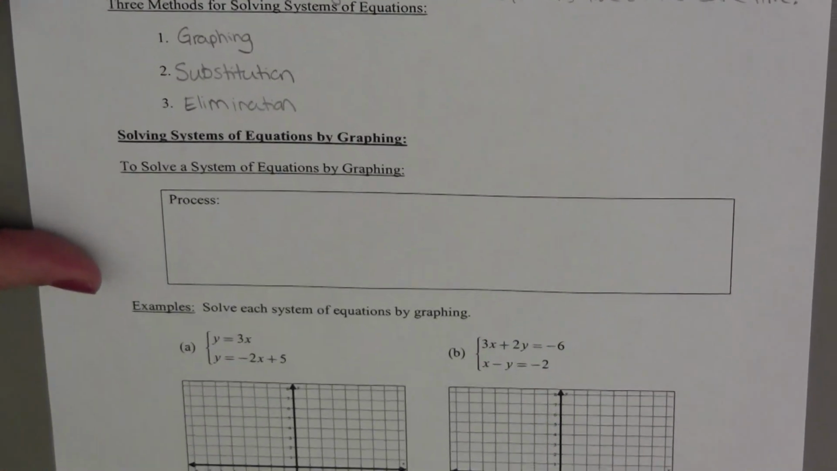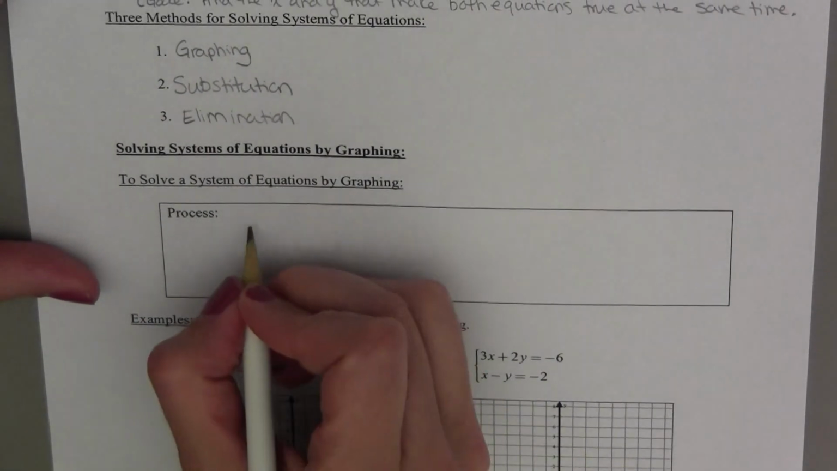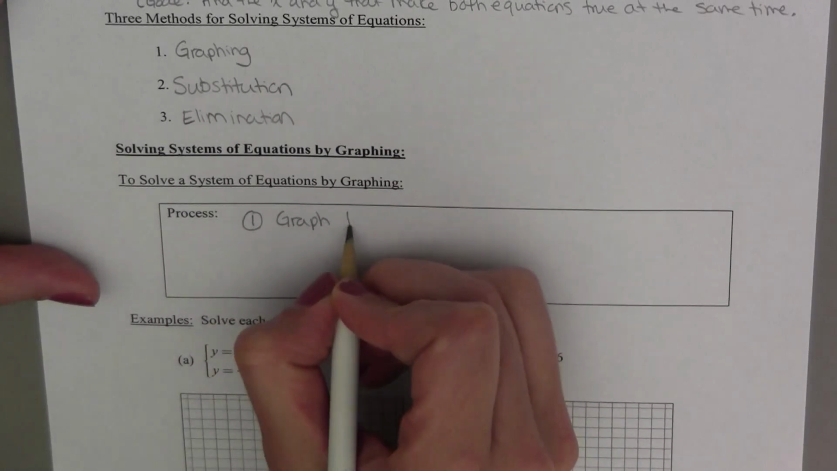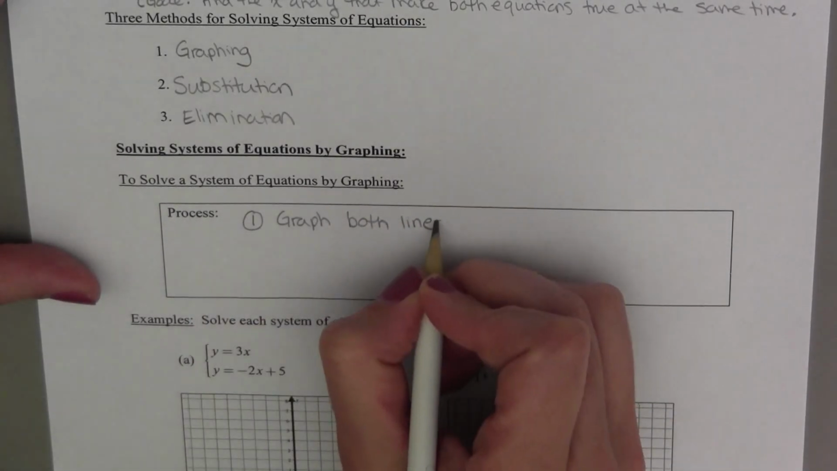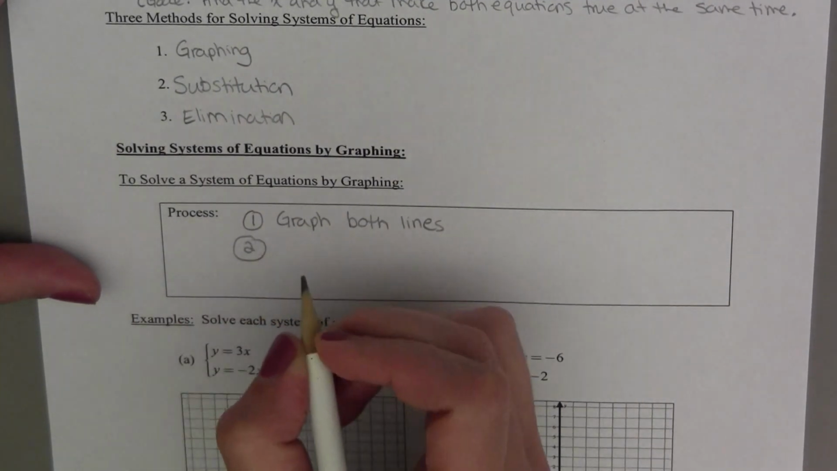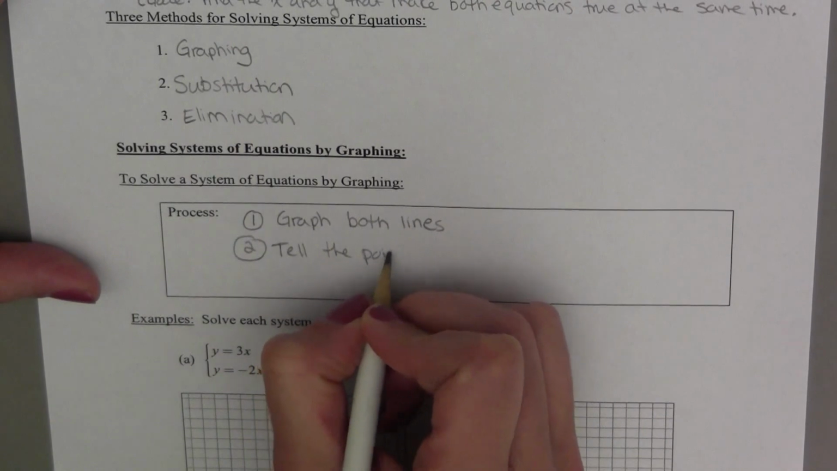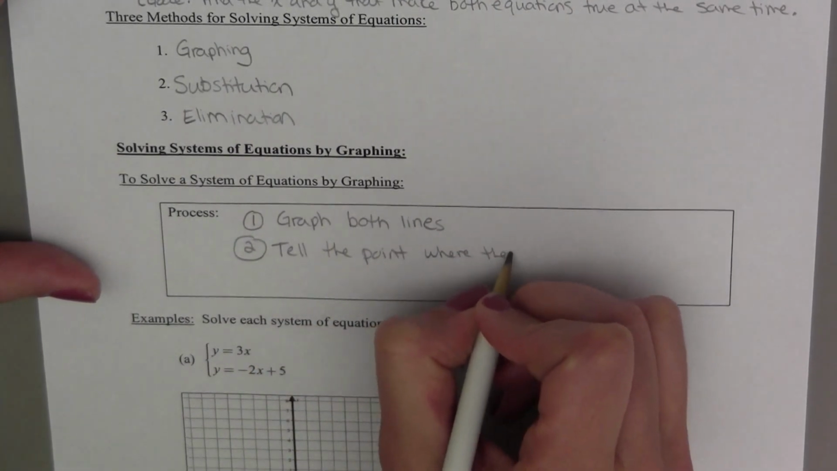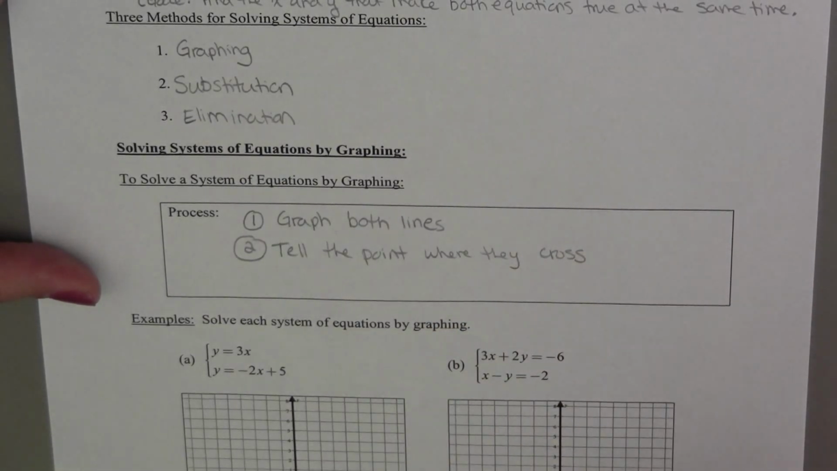So just focusing on solving systems of equations by graphing. To solve by graphing, it's going to be a two-step process. We're going to graph both lines, and then we're going to tell the point where they cross. And that ordered pair will be our answer.